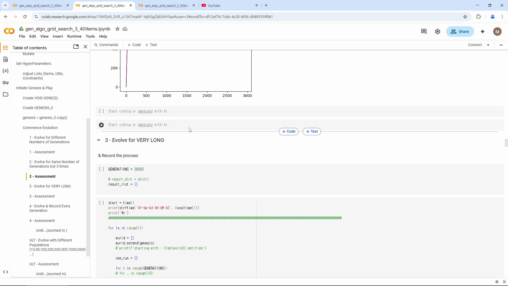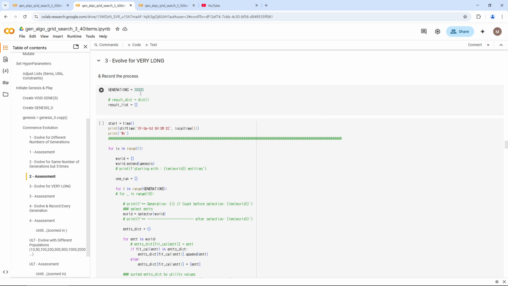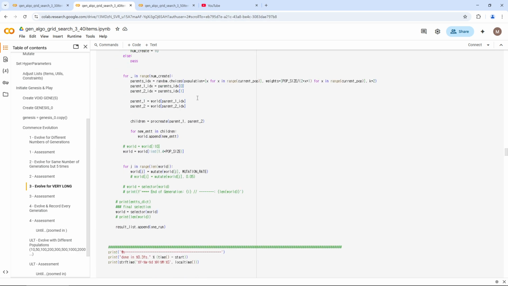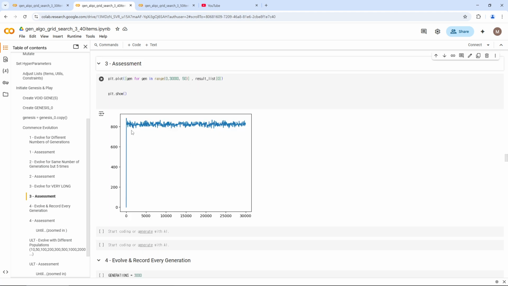So I evolve it for very long, but for once, 30,000 generations as before. And when I plot that, this is what happens. If you look here, here's the peak, and then it goes down. At every 50 generations, it goes down, and then it never comes back up. Never. Nowhere close. So that's odd.